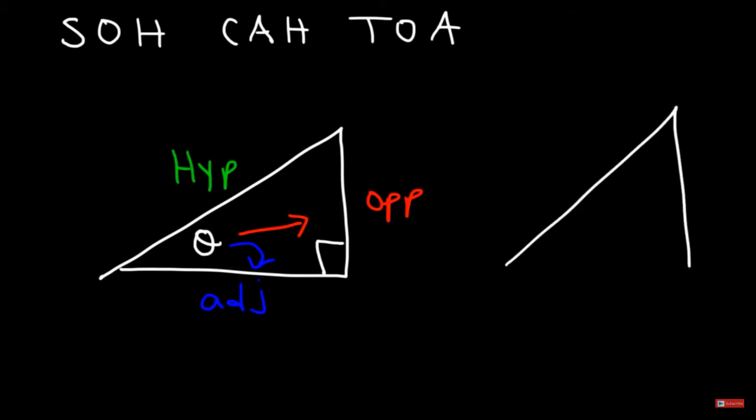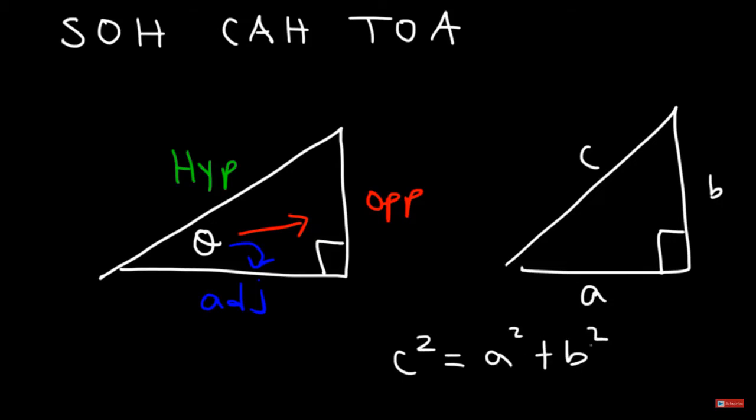Now, if you recall, this is A, B, and C. The Pythagorean Theorem applies to right triangles: A squared plus B squared is equal to C squared. But we're not going to focus on that too much, just be familiar with that equation.